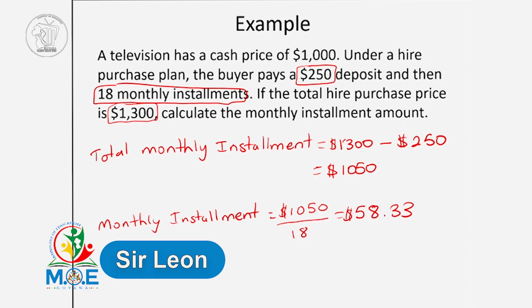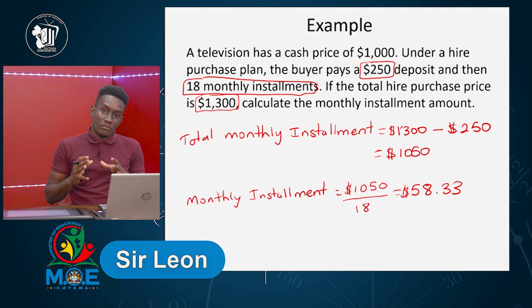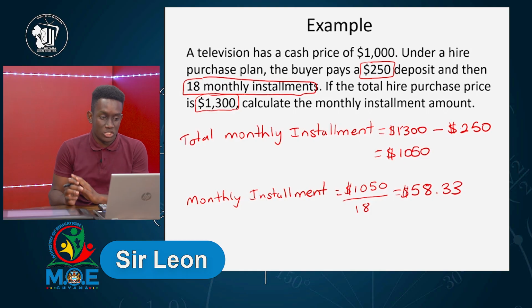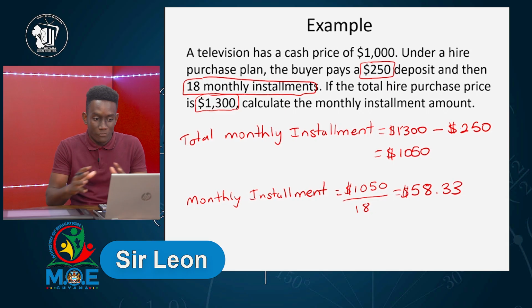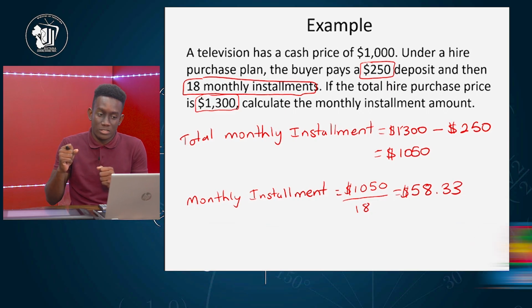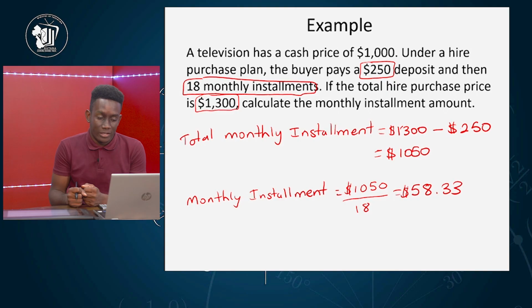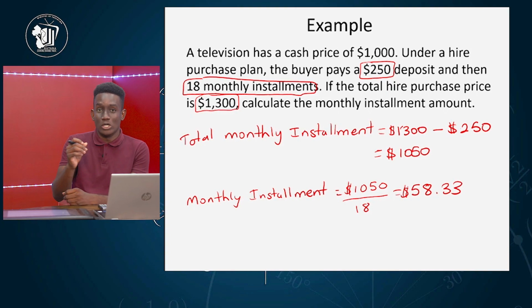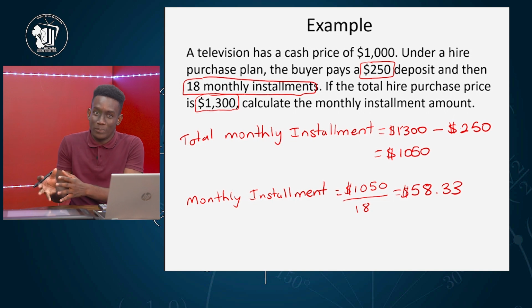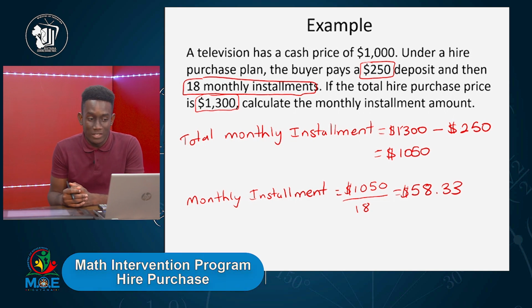So that is the amount of money that the buyer will pay for each month. But we know that when we add up all of the monthly installments, we must get 1,050. And if we want to take it a bit further and see how much equal installment he will pay for each month, it will be $58.33.